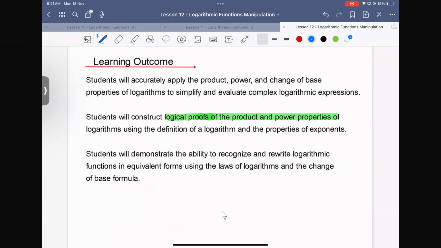This is one of our goals for today. We need to be able to rewrite logarithmic functions in equivalent forms.